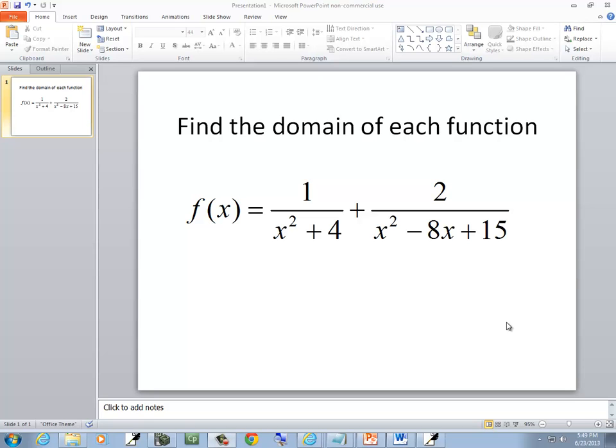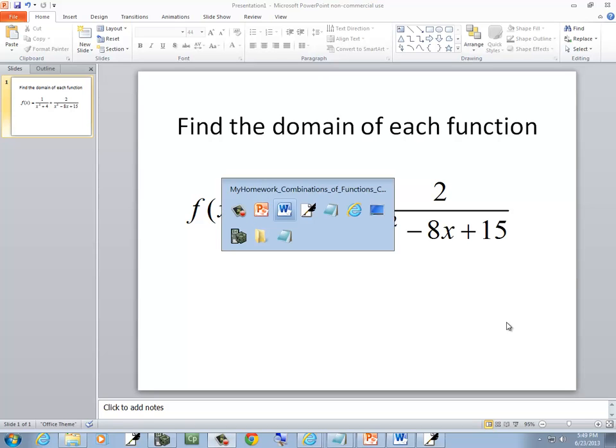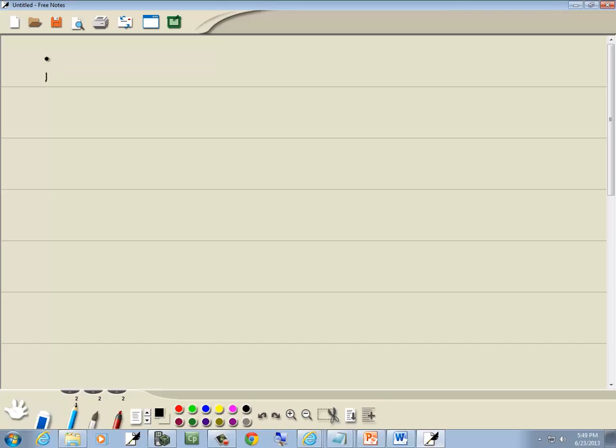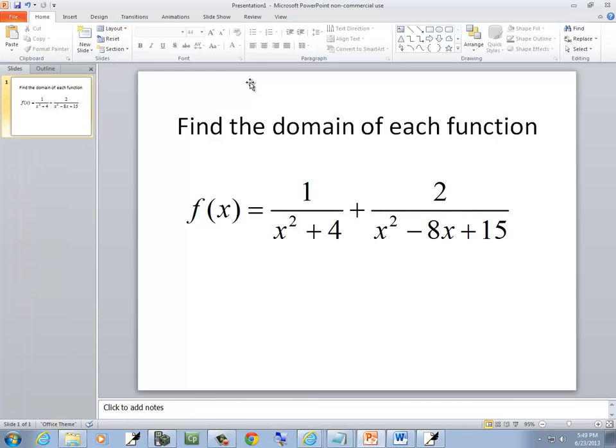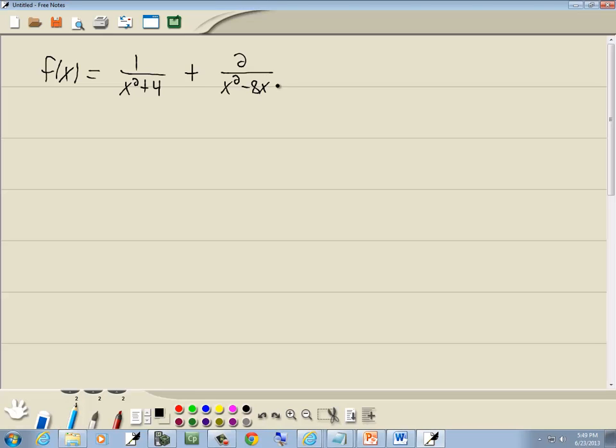In this problem, let's find the domain of the function. So we got f of x is equal to 1 over x squared plus 4 plus 2 over x squared minus 8x plus 15. Now, by default, our domain is all real numbers except ones that cause a denominator to equal 0.